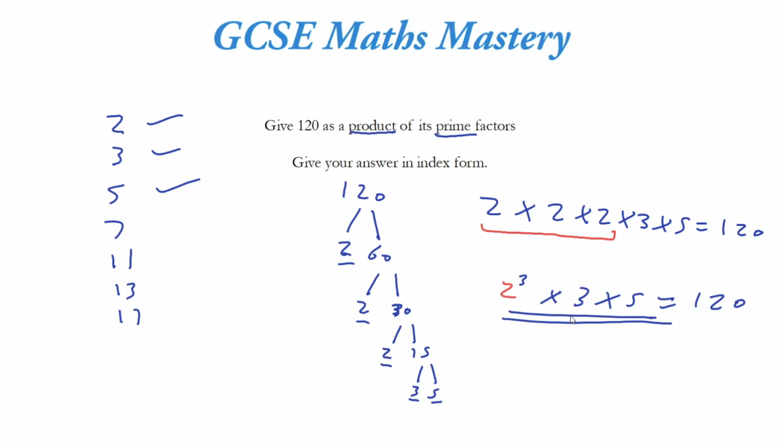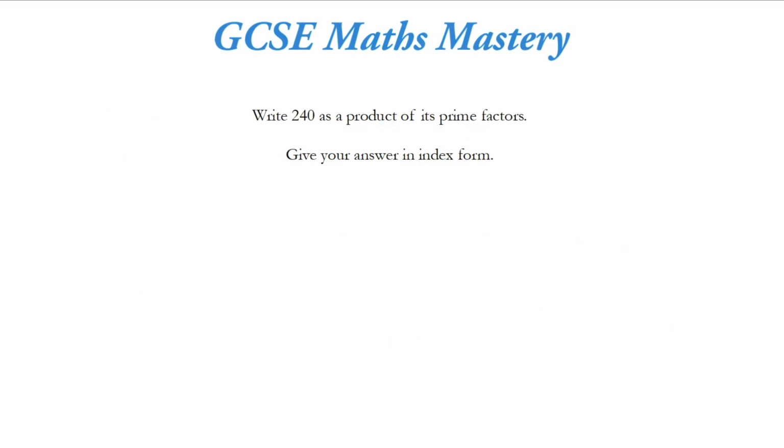Let's have a look at another one. So we're asked to write 240 as a product of its prime factors. Give your answer in index form. Again, we'll write our prime numbers on the side, 2, 3, 5, 7, 11, 13 and 17.